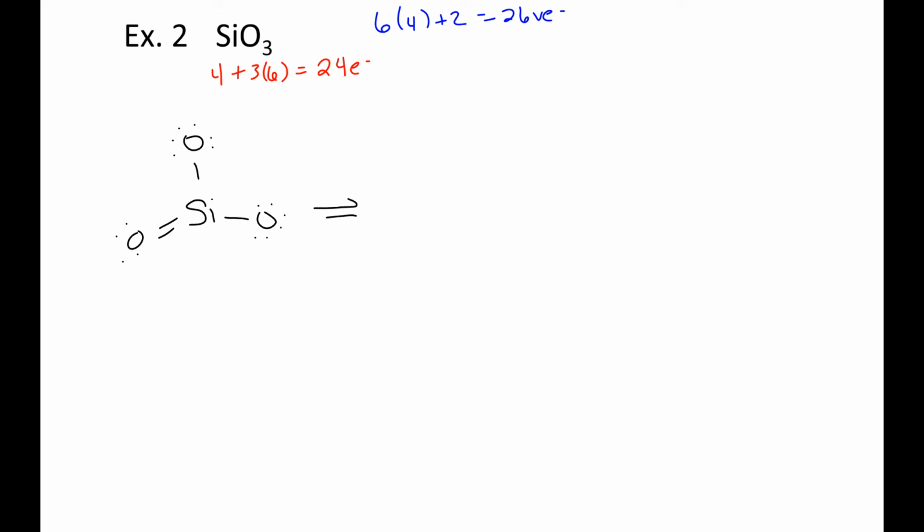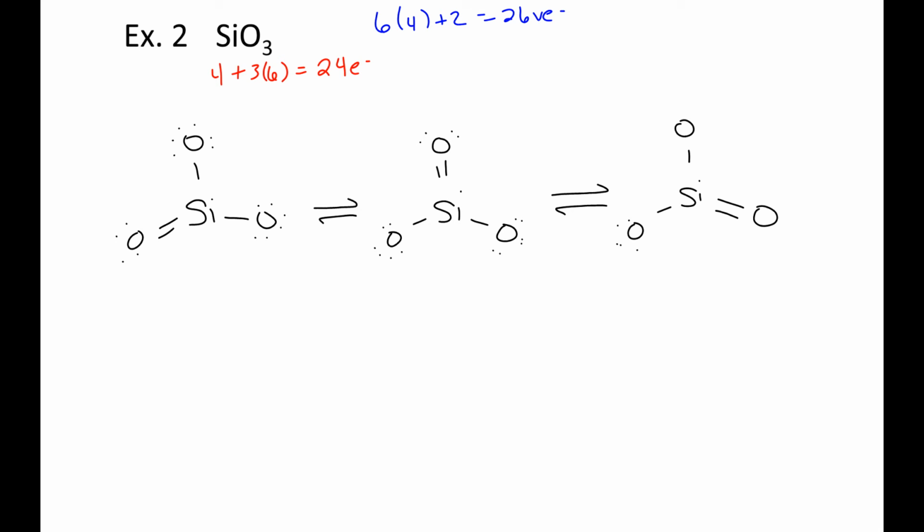Now the next one, I'm going to draw the silicon with the oxygens, only I'm going to put the double bond in the middle. So I put the appropriate number of electrons around it. Okay. Now the next one, I'm going to draw with the double bond on the third side. See how I've hit all oxygens? Because that double bond moves between all three oxygens. So these are the 3 resonance structures of silicon trioxide.